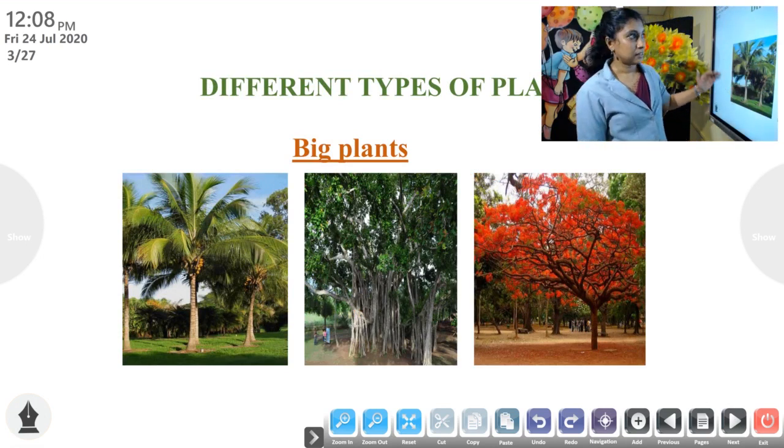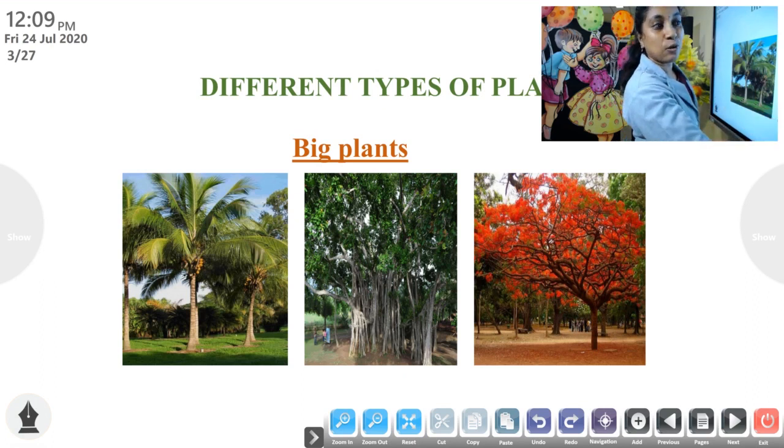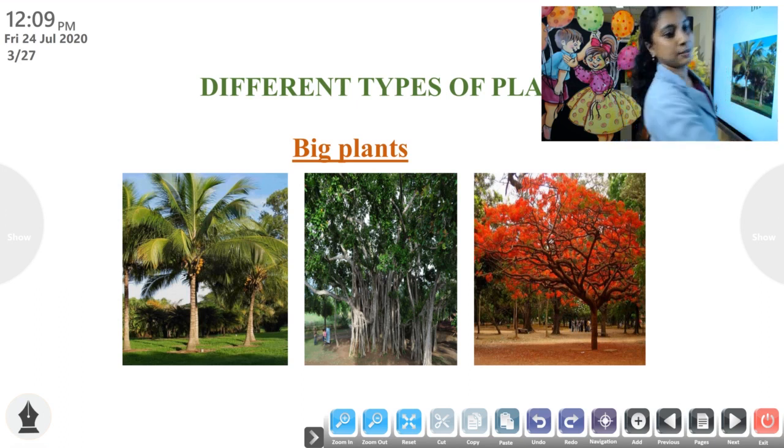What about these plants? These are very big plants. Which tree is this? It's a coconut tree, it's a banyan tree, and this is a gulmohar tree. Have you ever seen this? Yes, where? In our school campus, there is a gulmohar tree. These are very big plants.